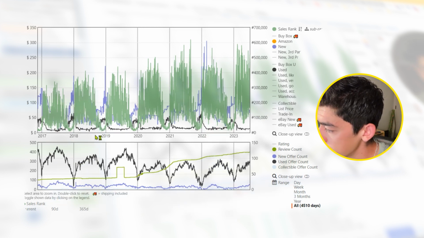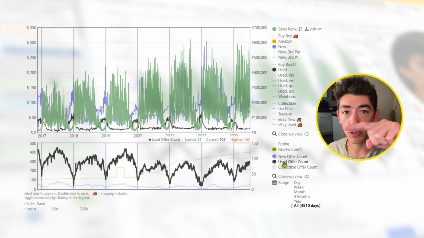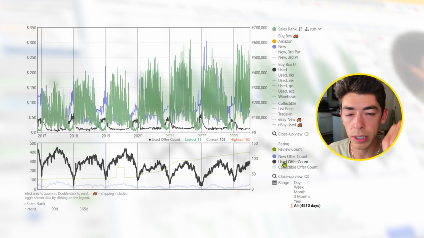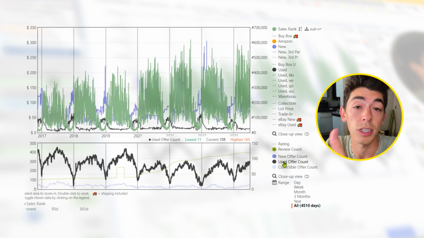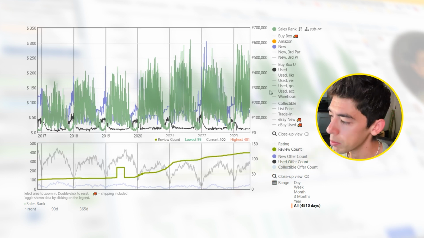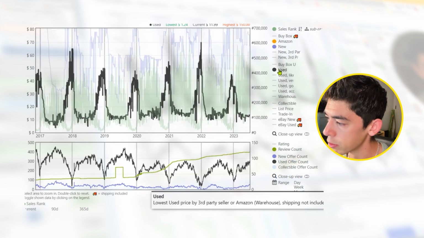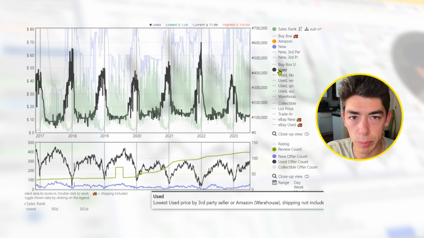And then you can also see how the offer count, which is this black line here on the bottom graph, also ebbs and flows. So when the sales rank gets really low, when the popularity increases significantly, you see the offer count also go down, right? And that makes sense. If people are buying the book, there's going to be less copies available on Amazon. But what's more fascinating is you can see how the price of this book now increases. You see how that lowest used price increases during that same time? So this is just simple supply and demand.